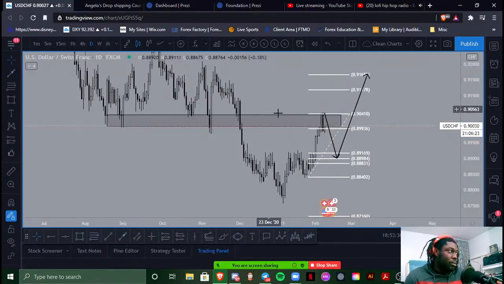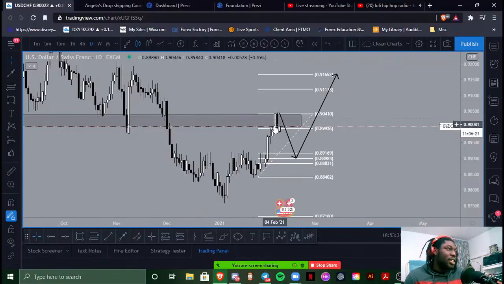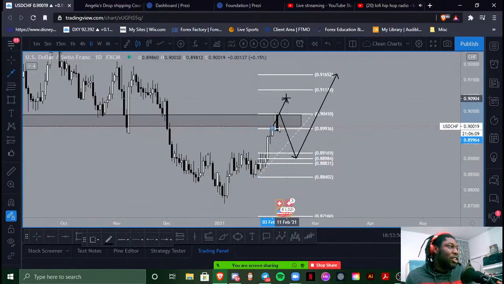The only reason I'm saying that is because I saw this bullish move and then it came bearish right after. But if the US dollar is going to go bullish, then this is not going to happen. What's going to happen is probably something like this: push to the upside, retest this, then continue to the upside.